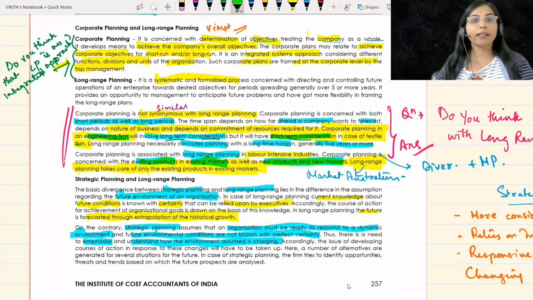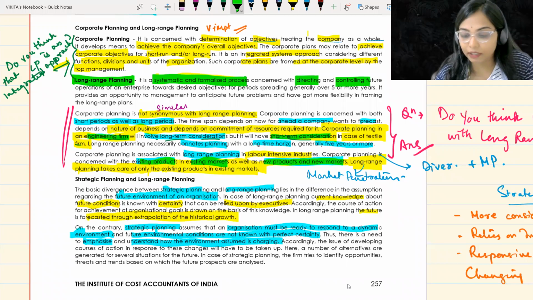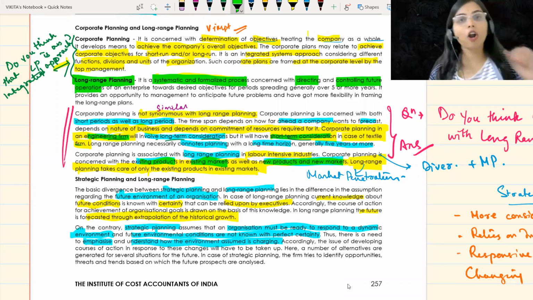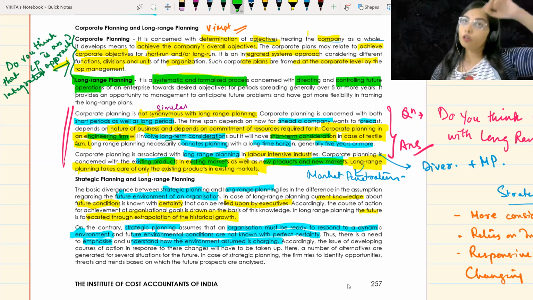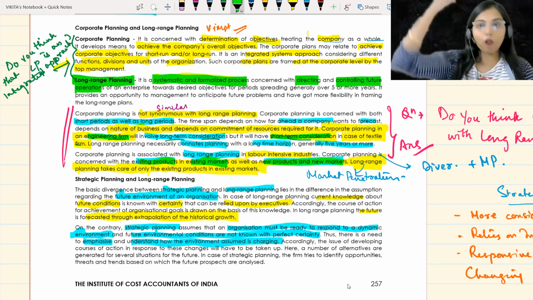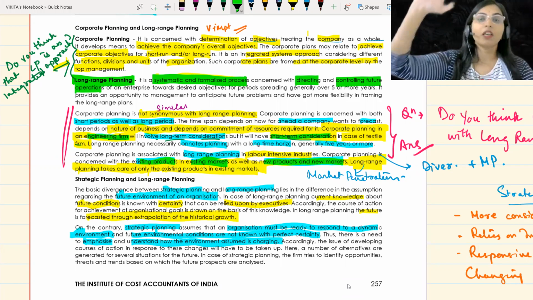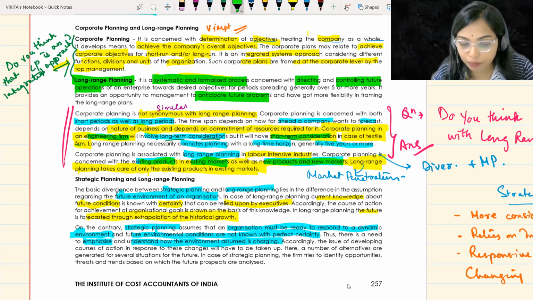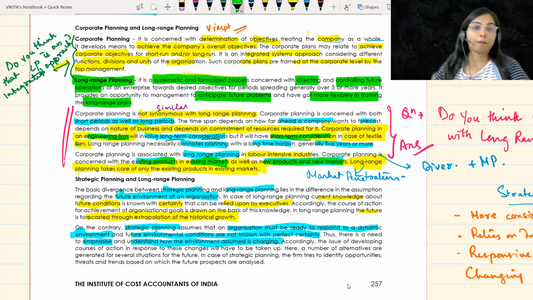Now, long range planning is a systematic and formalized process concerned with directing and controlling future operations. Long range means future oriented, futuristic, anticipating what can happen after 10 years, after 5 years. It is thinking over a 5 year line, giving an opportunity to the management to anticipate future problems and be more flexible in framing the future long range plans. Okay, so this was that.